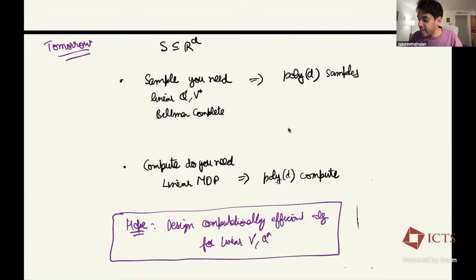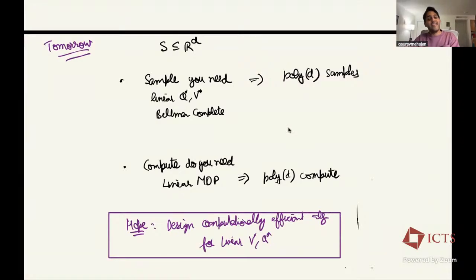Okay, this kind of makes you feel like maybe we can design computationally efficient algorithms for it. But also, from supervised learning, we know that if you are trying to learn a linear function in D dimensions, you need only D many samples. And you have efficient algorithms to do this, like linear regression. So can you do something similar for RL?